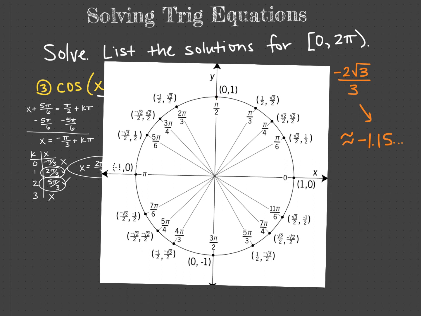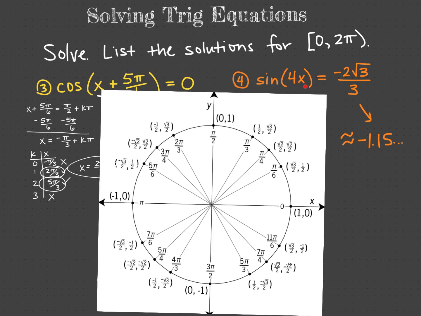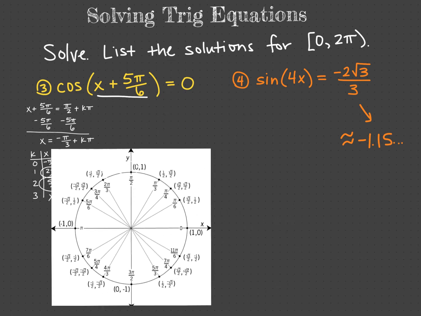We can't go past that on the unit circle, and the smallest we can have is negative 1. So there is no angle called x that, even multiplied by 4, will output a sine value that's less than negative 1. Now, another way that you can do this, if you did not see that right away, is you can take the arc sine of both sides.